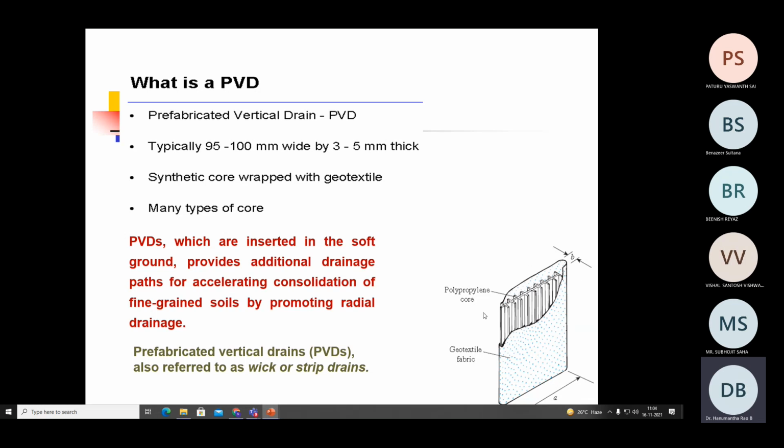If you look at the schematic of a PVD, this is not a circular geometry, which is typically possible in the case of the sand drain. This is a rectangular cross section, normally called oblong. The typical length of any PVD lies between 95 to 100 millimeter, while it is 3 to 5 millimeter thick. It is a very slender material. The thickness is very small, while the width is reasonably large. It is totally made of synthetic material. The inside core is a very hard material, while the outside geotextile is a very soft material.